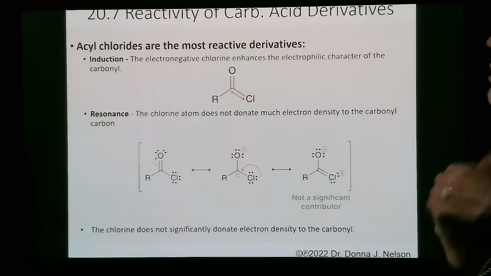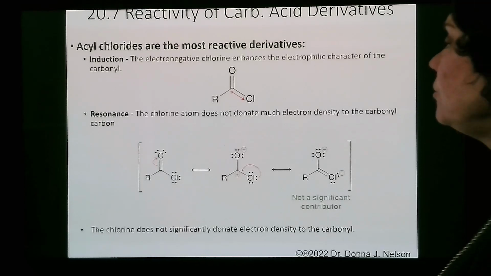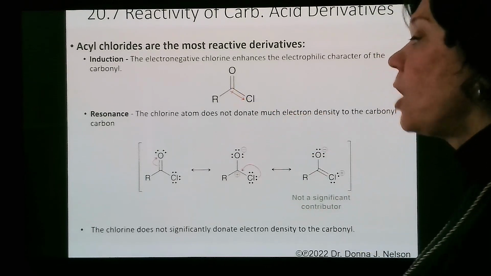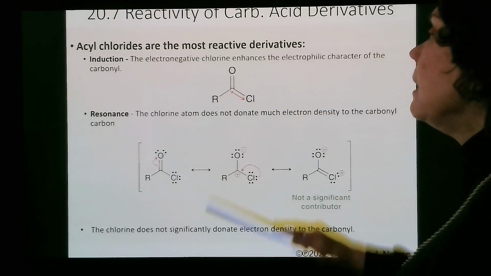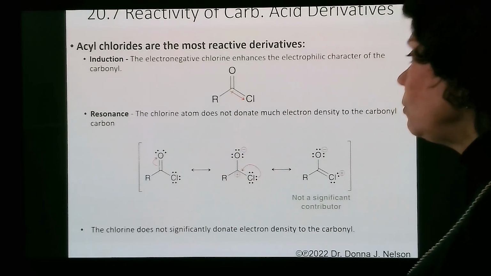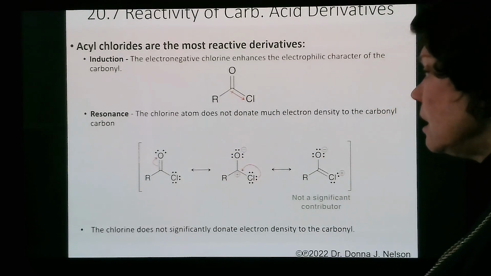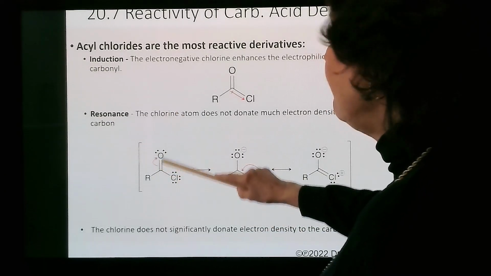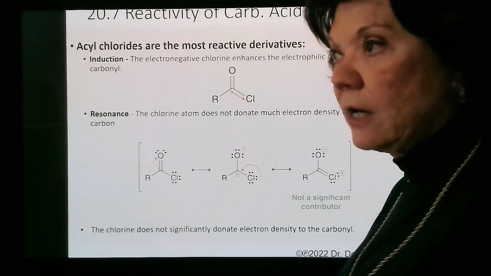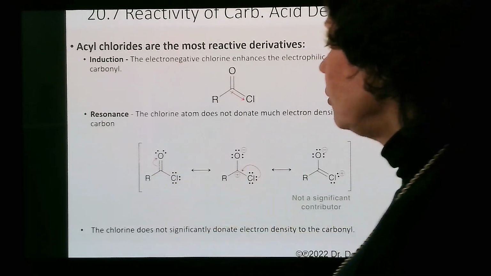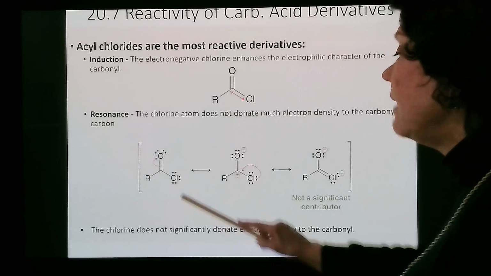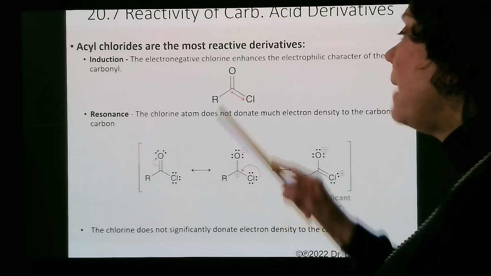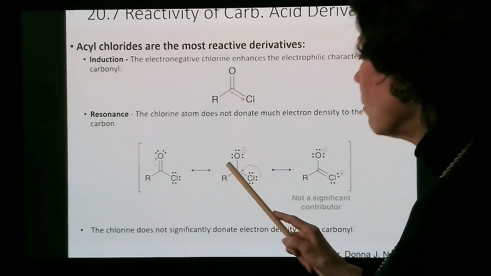So acid chlorides are the most reactive. By induction, the chlorine is going to withdraw electron density from the carbon, which is already partially positively charged, because it is bonded by two bonds to oxygen. So this carbon, which even in a carbonyl, a ketone or an aldehyde, is partially positively charged and pretty reactive, is now bonded to a chlorine. The chlorine is going to withdraw electron density, making the acid chloride even more reactive.